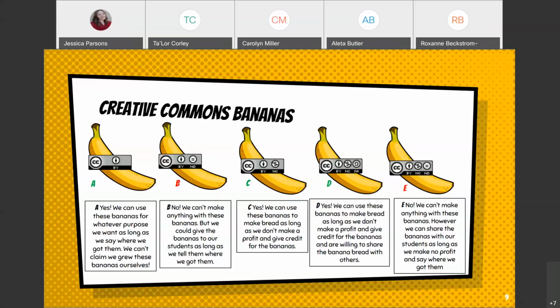So this has been a little bananas, to say the least. But hopefully this helps you understand a little bit about how Creative Commons licenses work and how we can identify what we can and cannot make changes to when we're going to create materials for our students.